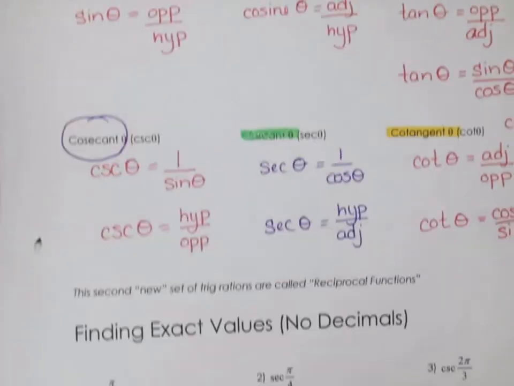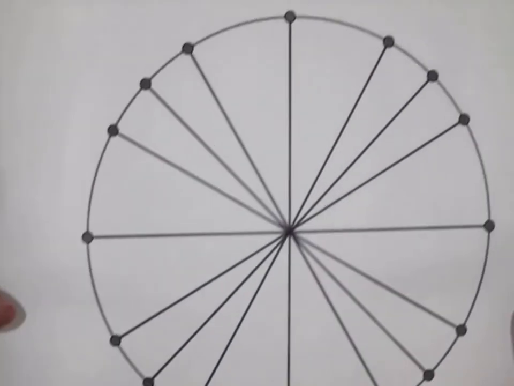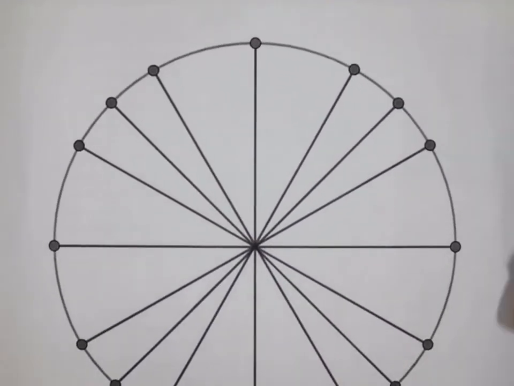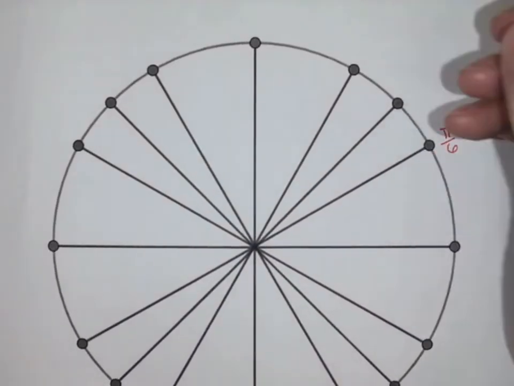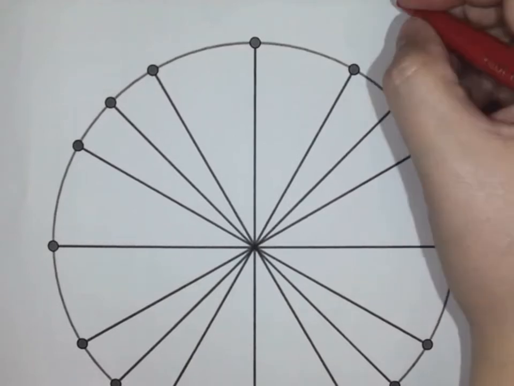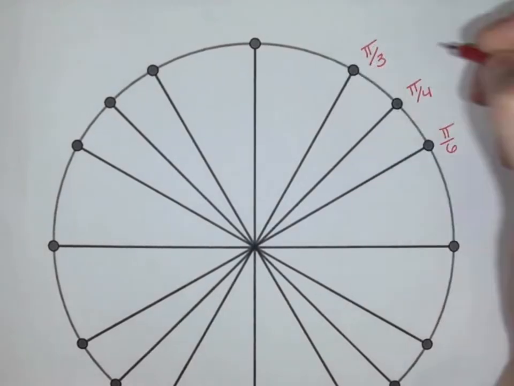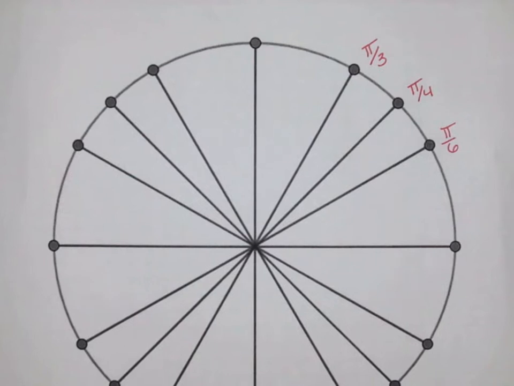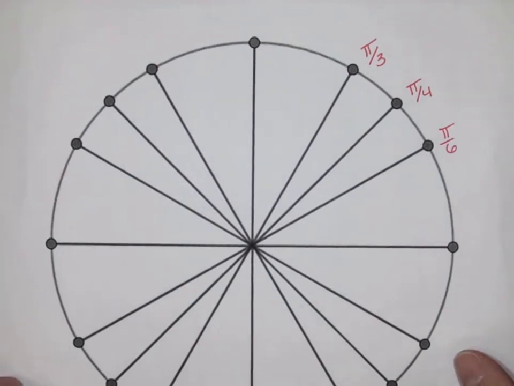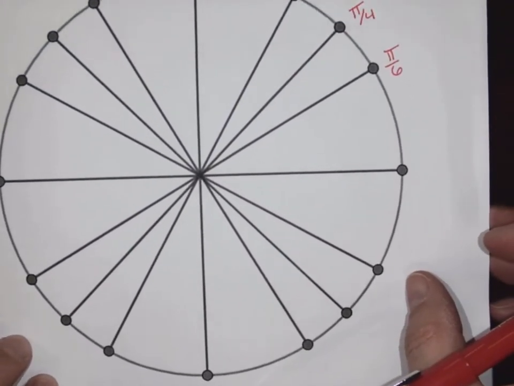Okay, can I draw you another handy way of remembering the order? So this is pi over 6, pi over 4, pi over 3. The way that I remember it, I call them long shorts.